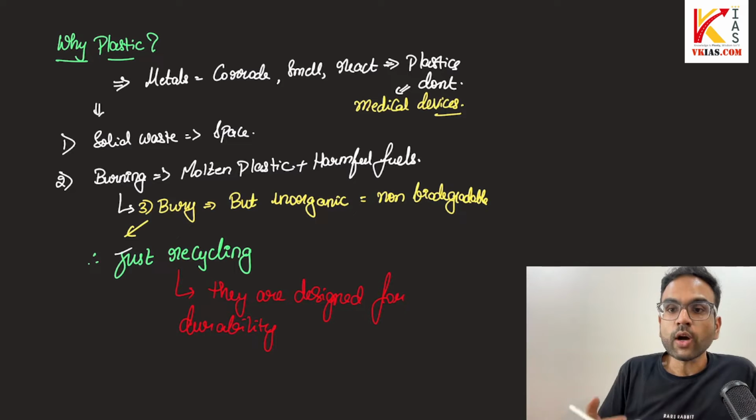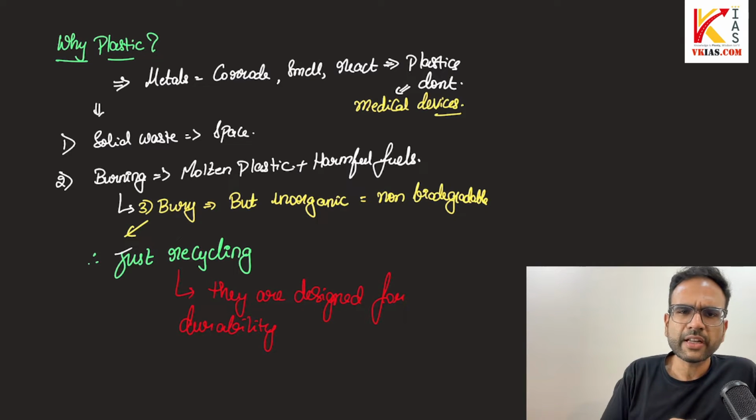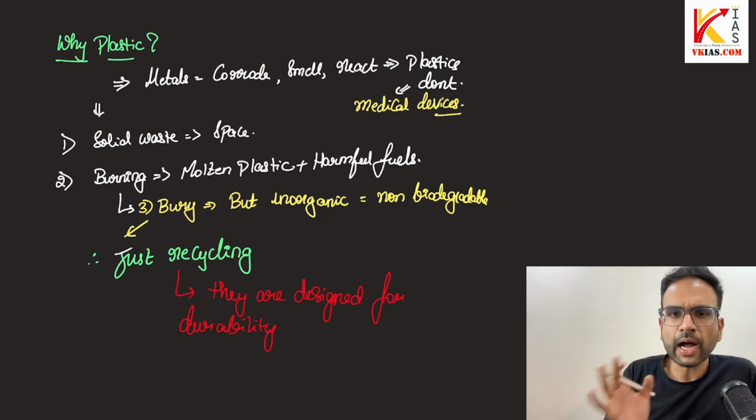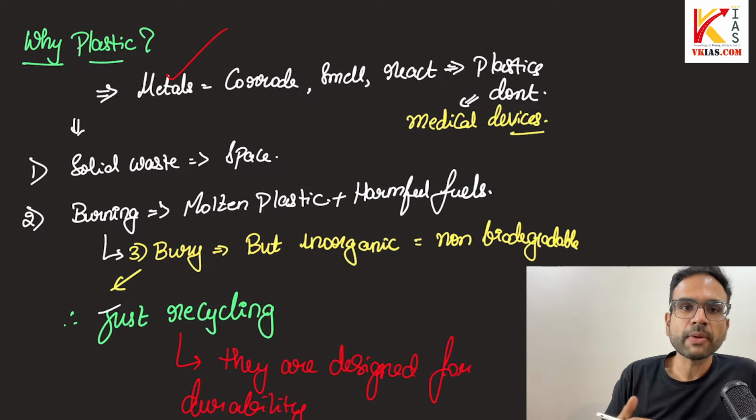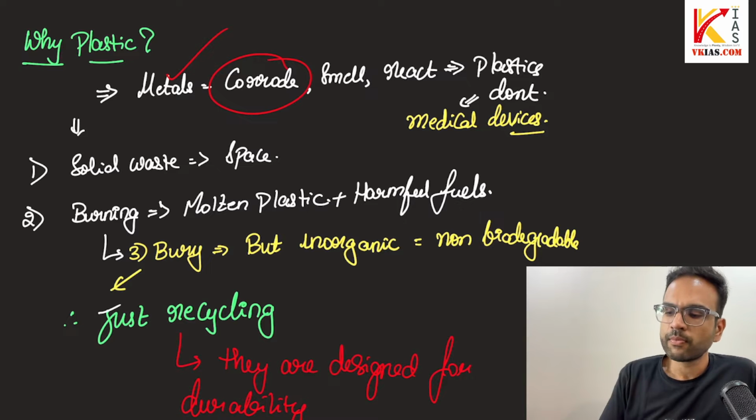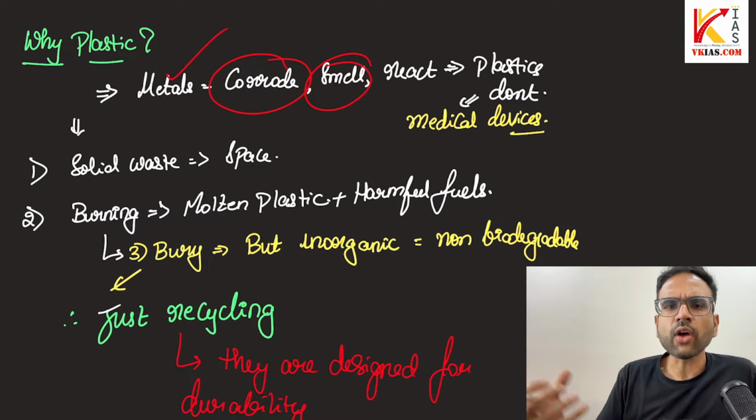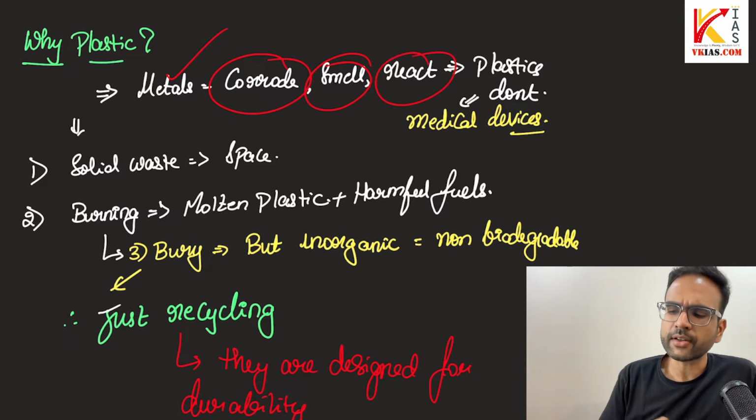Now that we understood what the different kinds of plastics are, and the science associated with it in a very rudimentary way so that you can mark your answers right in the prelims exam, let's understand why exactly we are using plastics in the first place. Why not metals? See, metals have the propensity to react. They get corroded. They can cause odor or smell because they react.